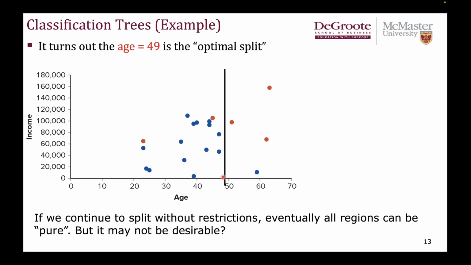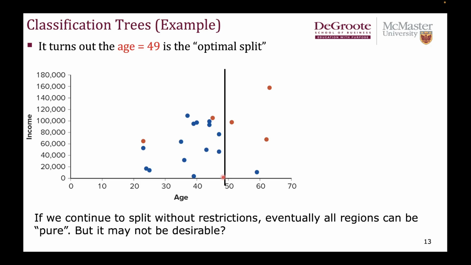Right? But last time we mentioned that it may not be that desirable to do a lot of splits. Eventually, every region is pure. Why is that? Anyone still remember why we don't want to do a lot of splitting?